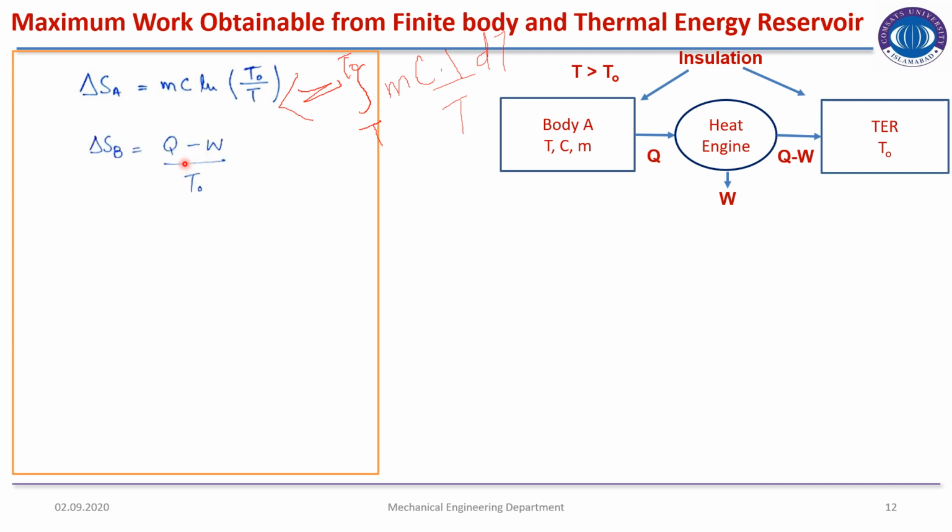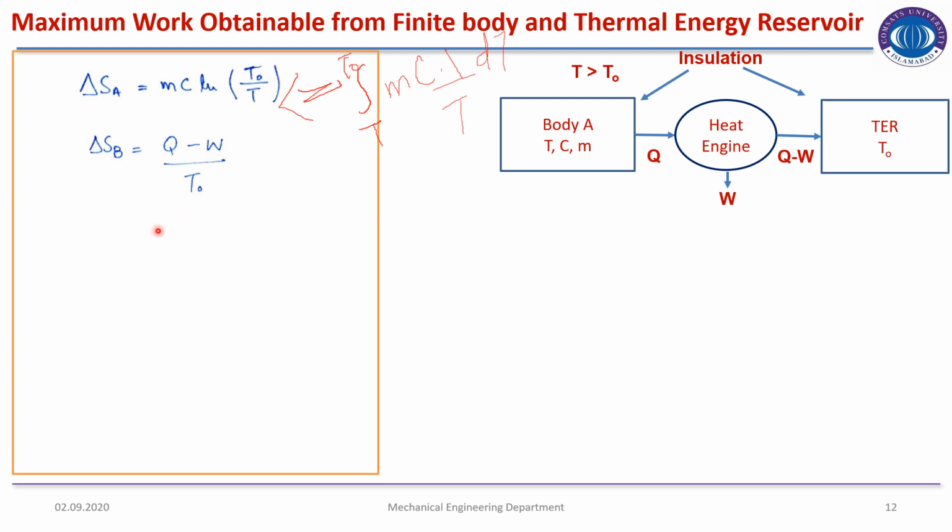And the change of entropy for the thermal energy reservoir, that is, here we have represented it with B. So change of entropy is Q minus W divided by T. Because Q minus W is the heat that is coming inside the thermal energy reservoir, so Q minus W is the amount of heat divided by T naught, the temperature of the thermal energy reservoir.